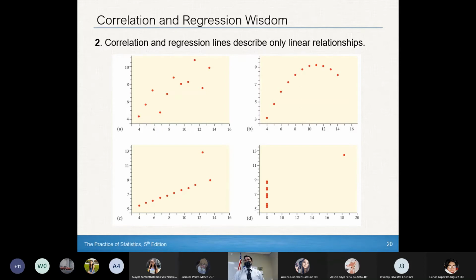We have these 4 scatter plots here. Which scatter plot do you think has the highest correlation? And we have A, B, C, and D. Take a moment, think about it, and put your guess in the chat. Which one of these has the highest R value? Just based on what you know so far. Take a stab at it.